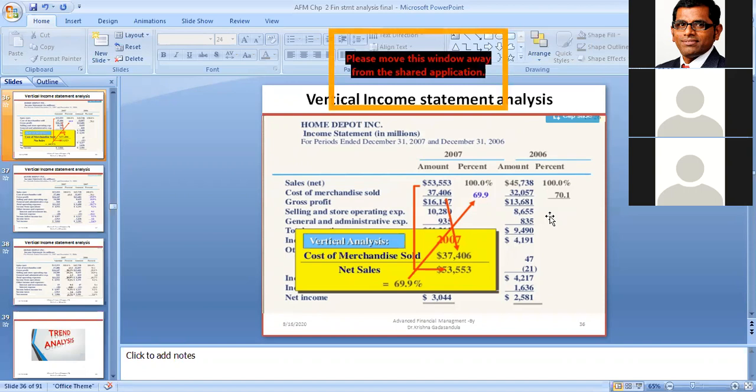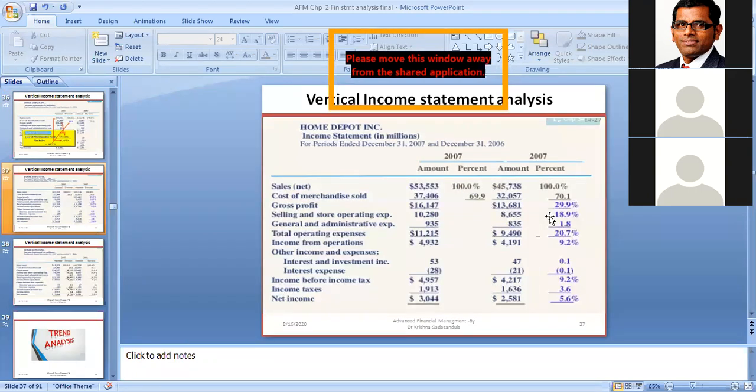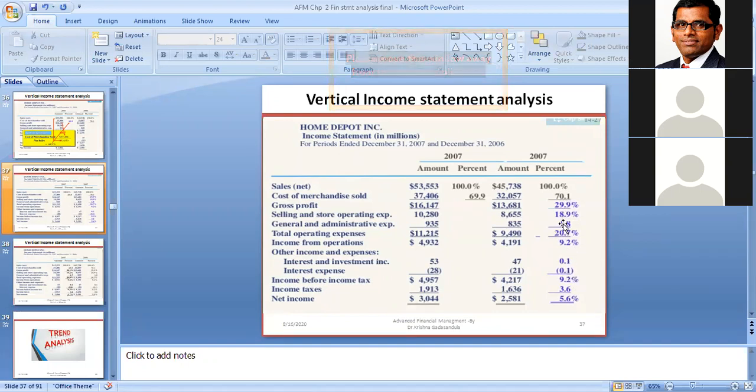So this is vertical analysis for an income statement. You see, I calculated vertically for all components. Here, I think it's a mistake. Instead of 2007, I put 2006. We have to put 2006 here. It's just a mistake, so don't get confused.